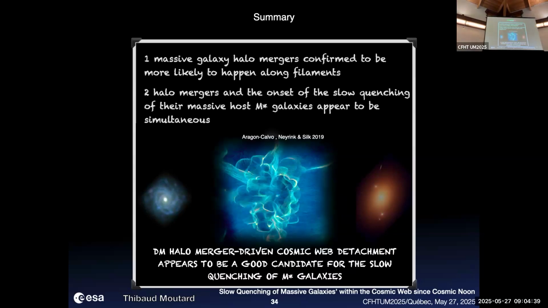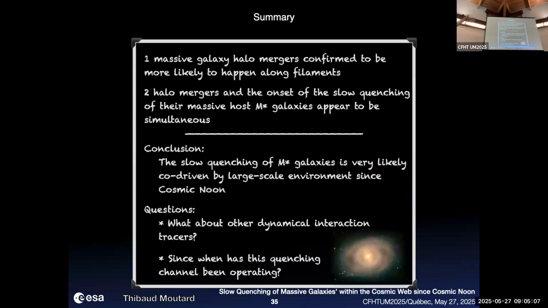If you have to pick one scenario, there is this paper from Aragon Calvo talking about how you can detach galaxies, and especially massive galaxies, from the cosmic web and especially from cold gas fueling via the merger of their dark matter host halos. So I would say that what we observed is confirming this picture, and this is the conclusion. Okay, thank you very much.